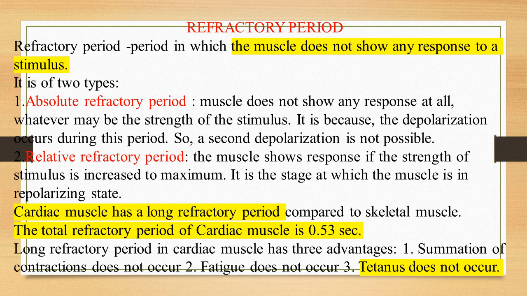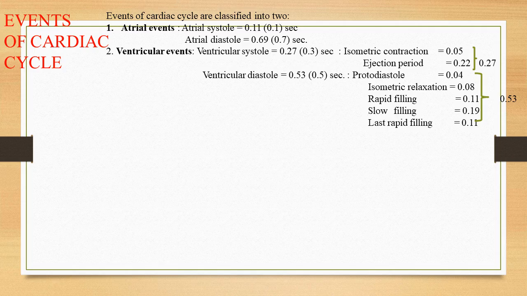Cardiac muscle has a longer refractory period than skeletal muscle, preventing issues like tetanus. The cardiac cycle consists of atrial and ventricular events, including systole and diastole phases. Each phase is crucial for efficient heart function and blood circulation.